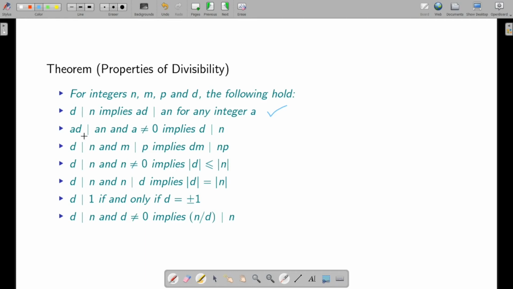And if ad divides an and a is non-zero, then d divides n. This is also simple. This will mean that an is equal to some c times ad, and since a is non-zero, we can cancel it out here, and this tells us that d divides n. So these are quite easy. I think we can leave them out.